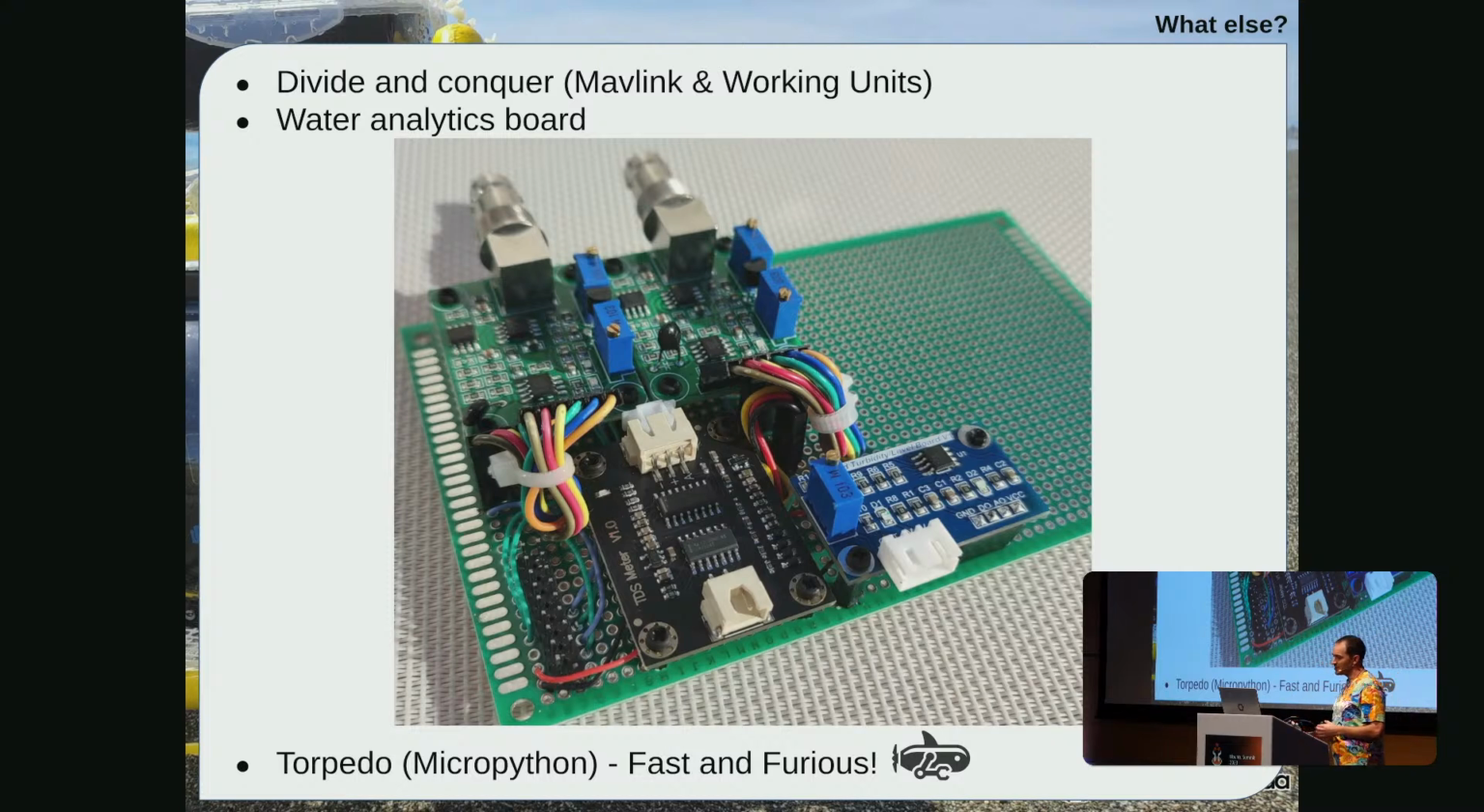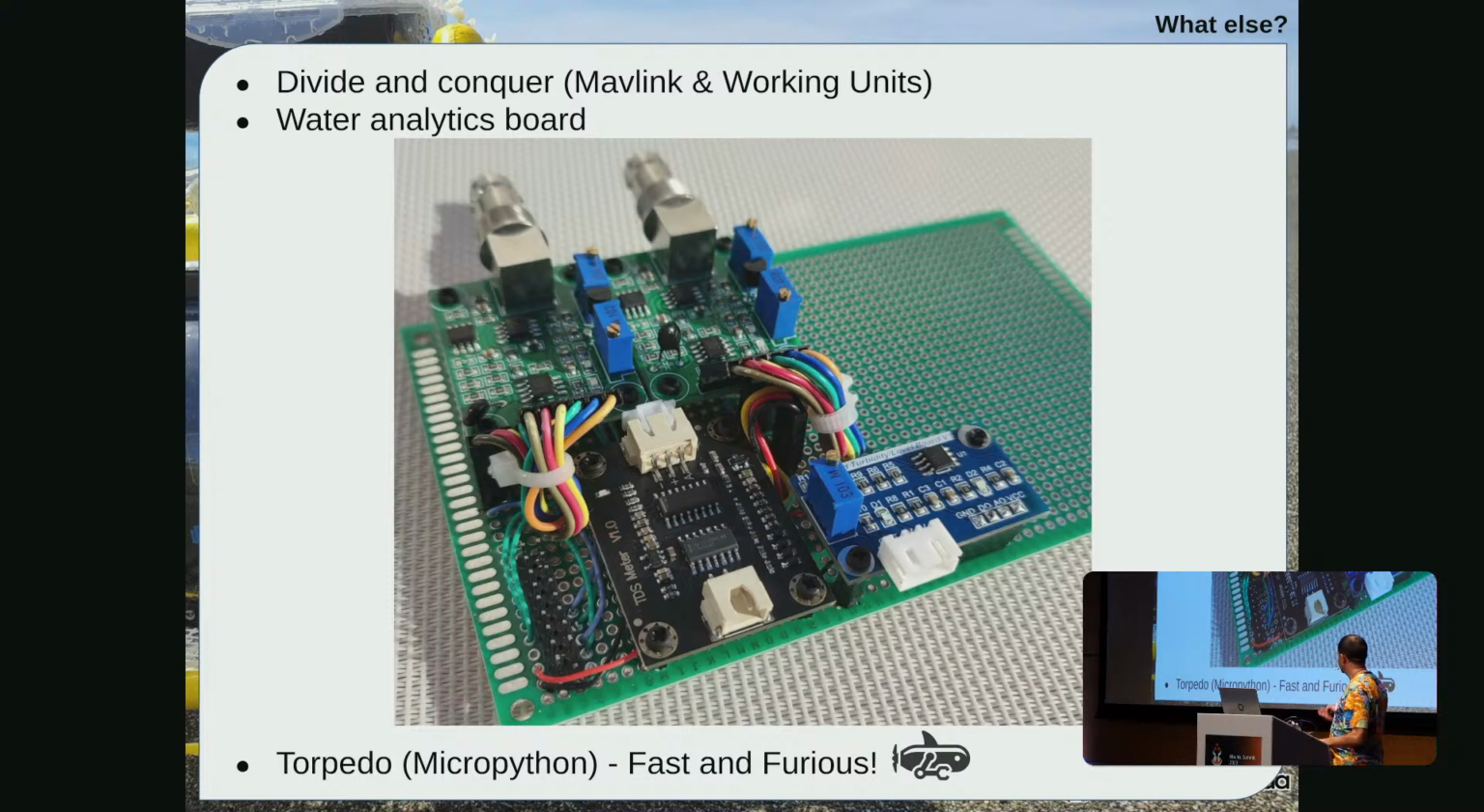Another thing that I was working on was the water analytics board. It's what you have on your screen. This is built, actually, this is real. And it can analyze pH of the water, redox, oxygen in the water, conductivity, salinity, and several other things. So this is something I have to add to my ROV to be able to make the water analysis.